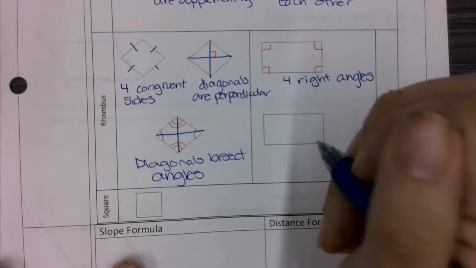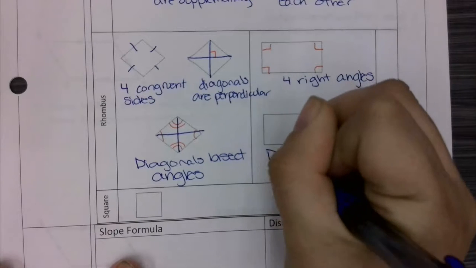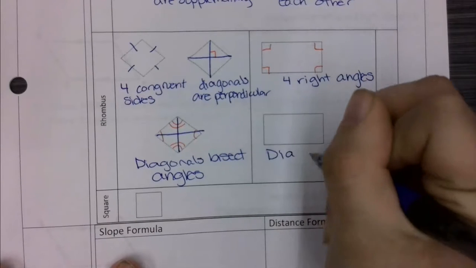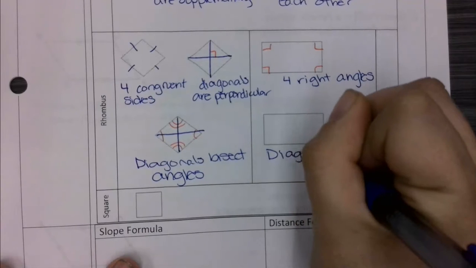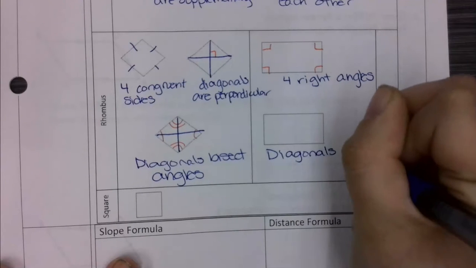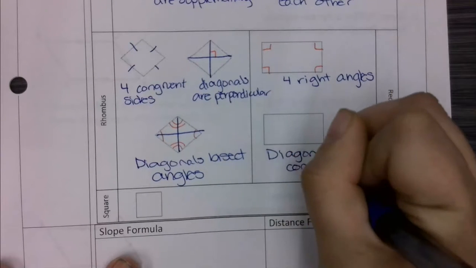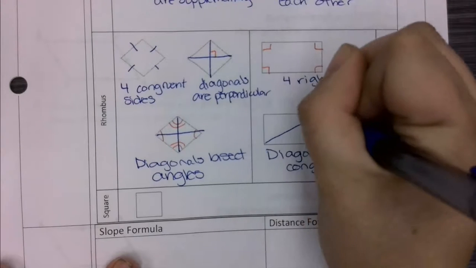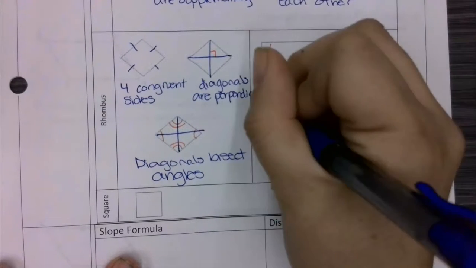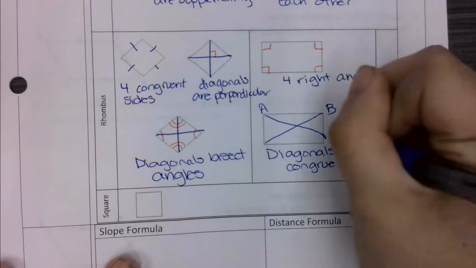Okay. And then the last thing about rectangles is diagonals are congruent. Pretend I can draw from corner to corner.